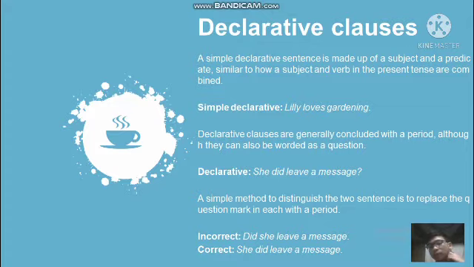For example, "Did she leave a message?" So this is incorrect because, as you can see, this sentence conveys or signifies a question, or seeking information. "Did she leave a message?" So it is not suited with a period. The correct one would be "She did leave a message."